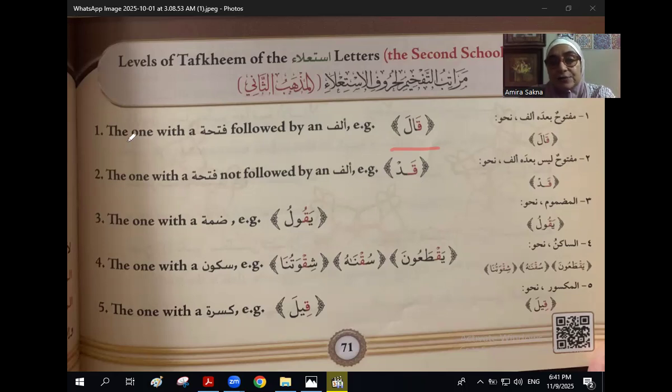So the highest degree of tafkhim is the one with fatha followed by alif. Second, the one with the fatha not followed by an alif, qad. The third is the one with dhamma, yaqul. Fourth, the one with a sukoon, like yaqta'un, suqnahu, shiqwatuna. They are equal here, no difference. Okay? The fifth is the one with the kasra, like qil. This is the least degree of tafkhim. Okay?